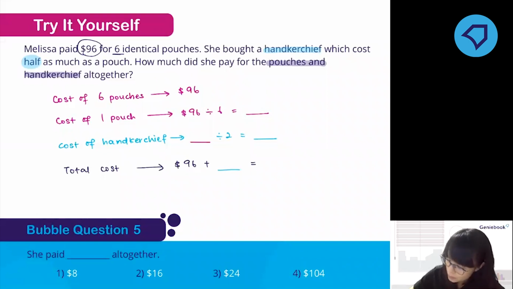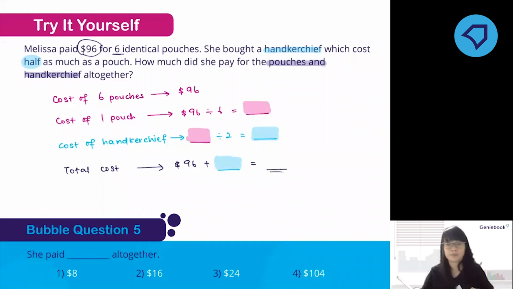Okay, so if you need help, this one would be for this one. And this one would be for this one. Okay, and then of course, you will have your final answer. All right? Paste your answer. Excellent job, guys. So find the cost of 1 pouch first, okay? Handkerchief is half as much, so we need to divide by 2. Megan, if you do not know how to do, let's try together.